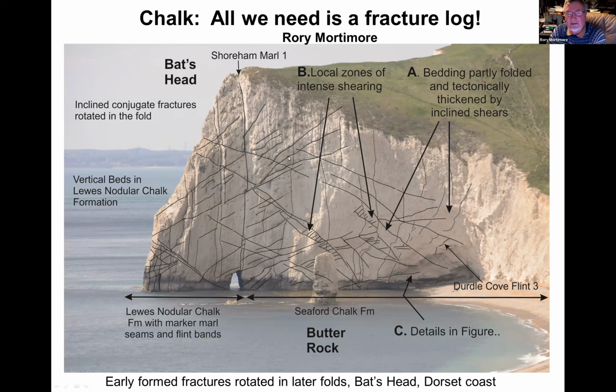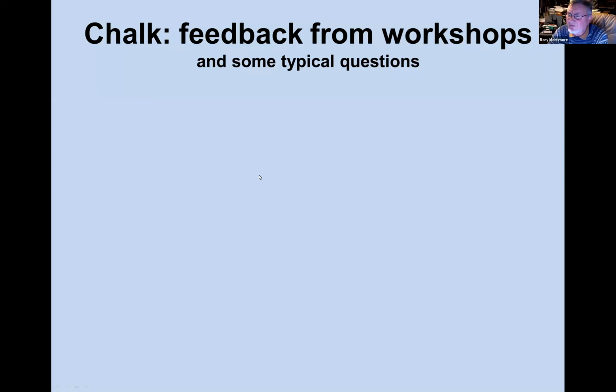In this case, you've got big steeply inclined fractures, conjugate fractures, which have been rotated from their original position in this fold. And this fold was probably completed in the Miocene. And so these fractures were much earlier formed when the chalk was probably not at its final stage in formation. So they're relatively early formed fractures, and we'll go through and illustrate how some of these fractures have formed as we go along.